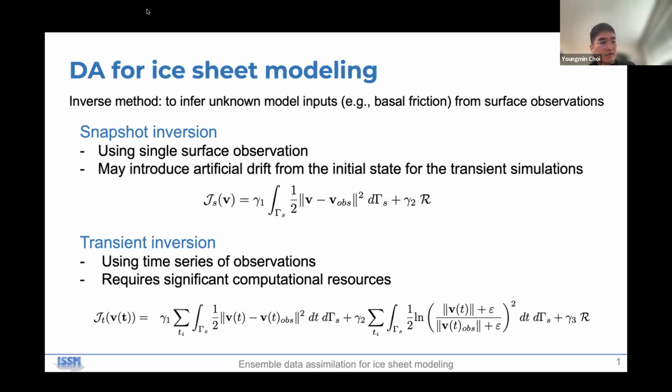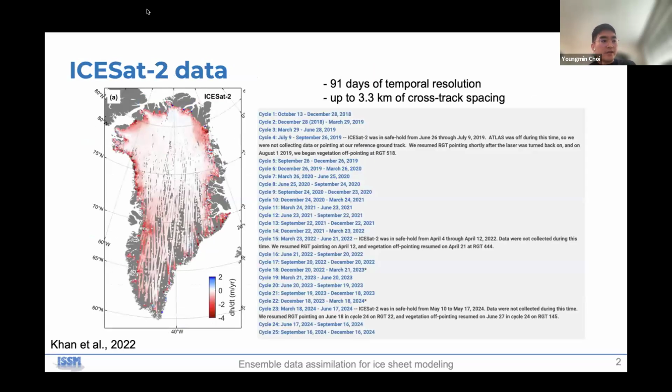Thanks to many satellite platforms these days, we now have access to a significant amount of data. ICESat-2 data is one example of that large data set. ICESat-2 provides ice surface elevation measurements, which are spatially and temporally very dense. From about 2008 and 2009, we now have 5 or 6 years of data with 91 days of temporal resolution and just a few kilometers of cross-track spacing, which makes the data very dense.